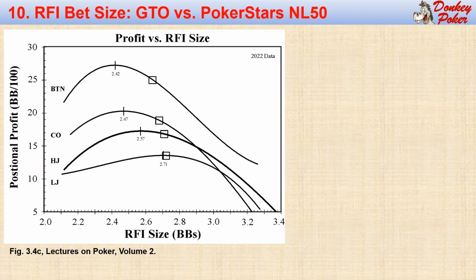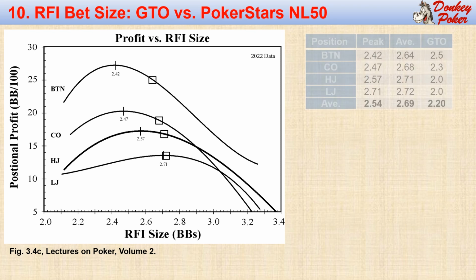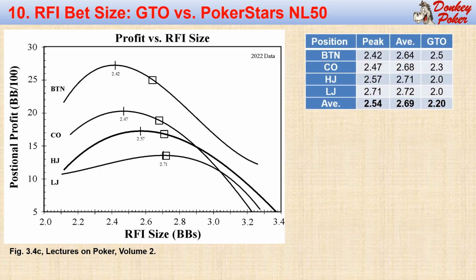So optimal NL50 opening ranges are similar to GTO ranges, but NL50 players don't open to the same bet size as GTO recommends. This chart shows the optimal open bet size for PokerStars veterans, which are the peaks. The squares represent the average open bet sizes for the full database, which I call Mr. Average. This table summarizes the key information from the plot. We can see several key features of the bet size graph.